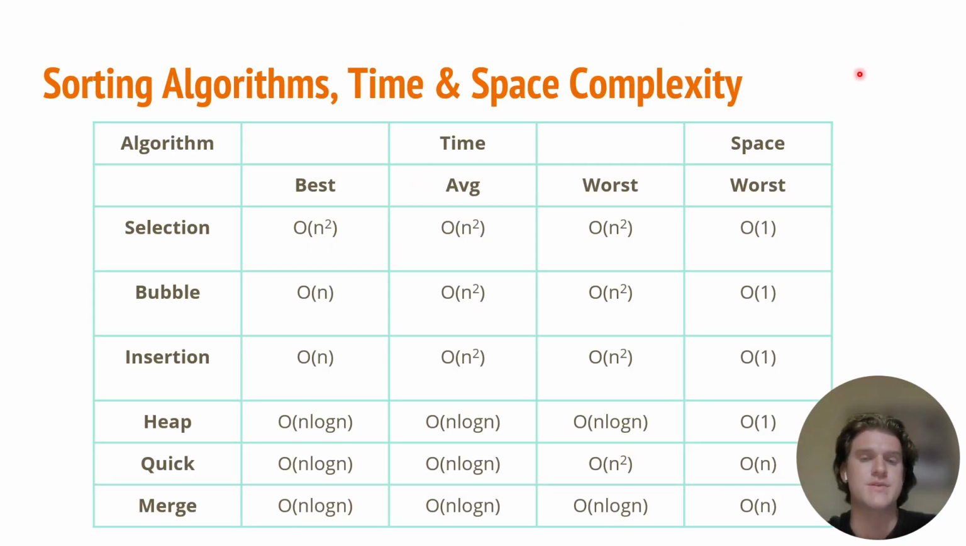Here's a quick comparison of time and space complexities for common sorting algorithms. You can see that some, like selection, bubble, and insertion, have poor worst case performance, while others like heap, quick, and merge sort are more efficient for larger data sets.